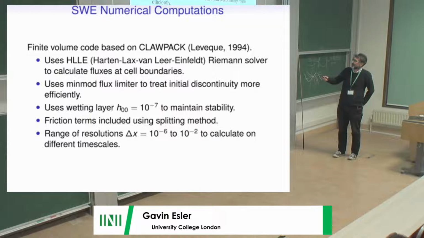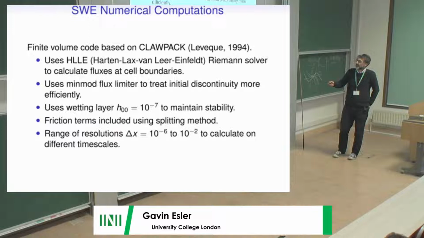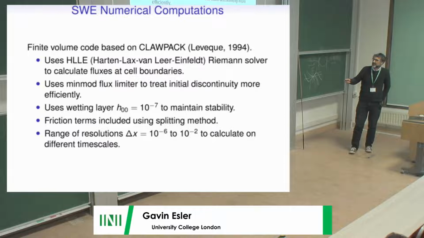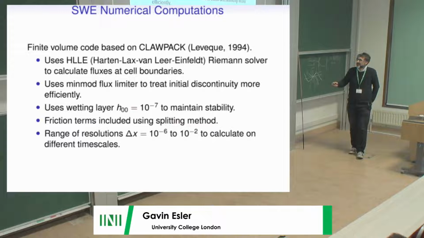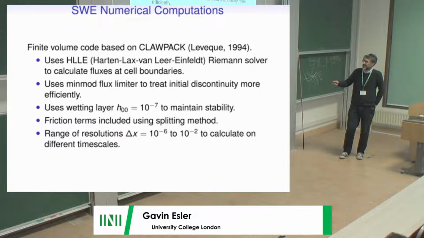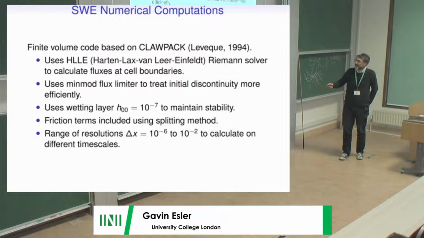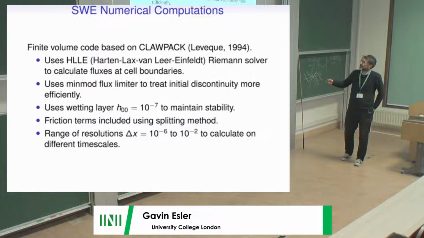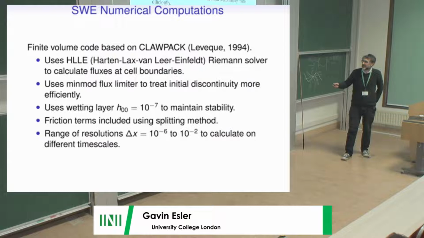discontinuities. One issue that we had is that with this scheme, you seem to need a wetting layer to maintain stability. The scheme is quite good for dealing with low values of the height, which are a problem for these methods, but we still needed to use a wetting layer, which is 10 to the minus 7 times the initial height. Even that seems to create an issue. The friction term we deal with by splitting, so you solve the dynamical part of the equation and the frictional part in separate steps. And you can use a range of resolutions to investigate different timescales in the problem.